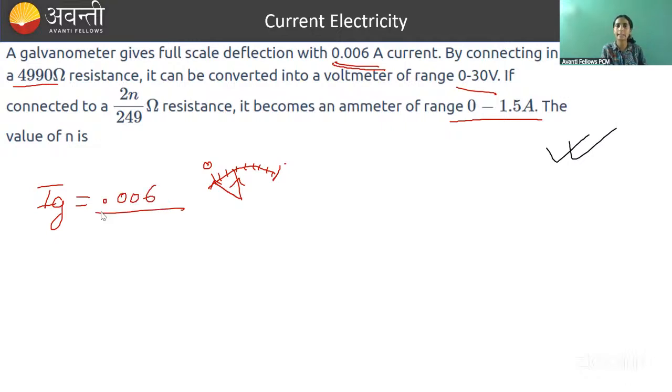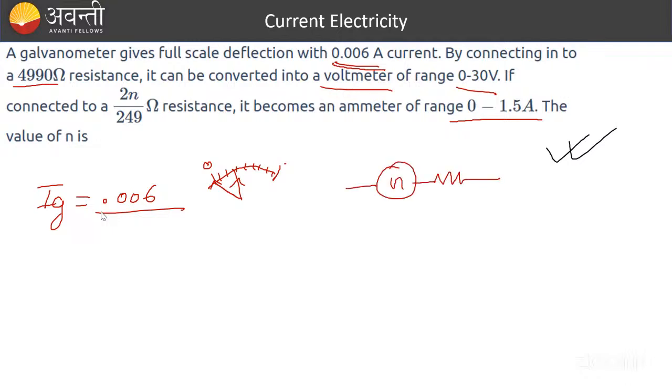0.006. Okay. Now by connecting a 4990 ohm resistance, it can be converted into voltmeter. How we convert galvanometer to voltmeter? So galvanometer को अगर voltmeter में convert करना है, we connect a high resistance in series. So here this is 4990 ohm, and this is galvanometer. Let's say its resistance is Rg. So galvanometer will look like this. This is galvanometer. I'm not shunting it, sorry. This whole system that I have drawn is galvanometer.